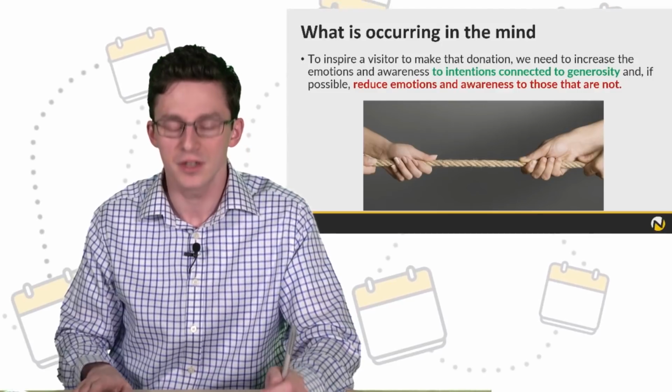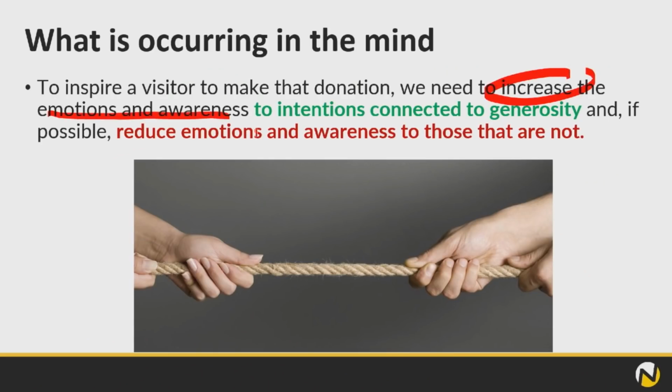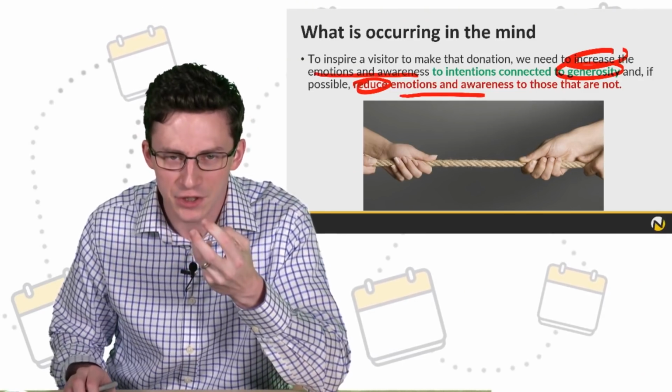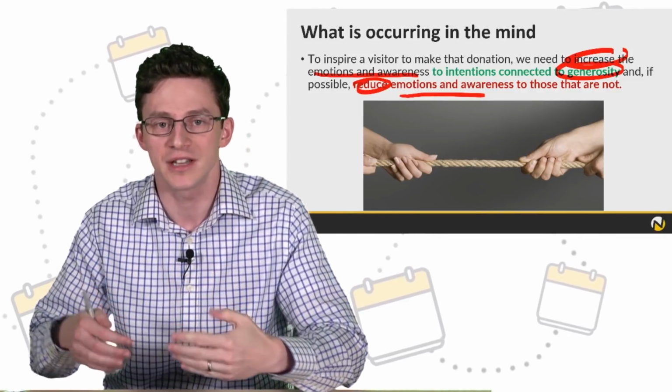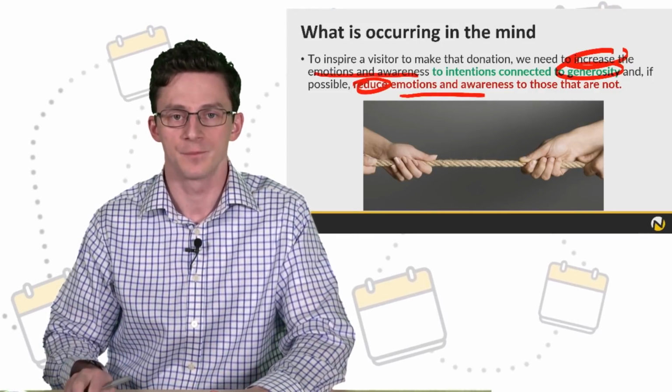And so what we have to do is increase the emotions and awareness connected to generosity, okay? And we have to reduce those connected to ungenerosity, or not generosity, or doing something else, okay? That's what we have to do. That emotional climax grabs them. It gets their attention, it focuses them, but now we have to lead that focus into action, okay? And that's what we're going to talk about today, right?